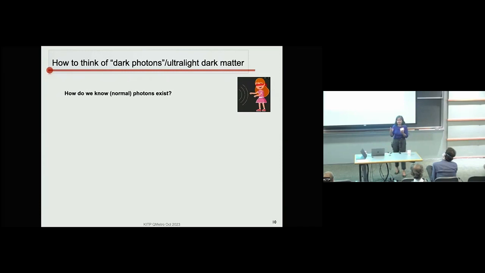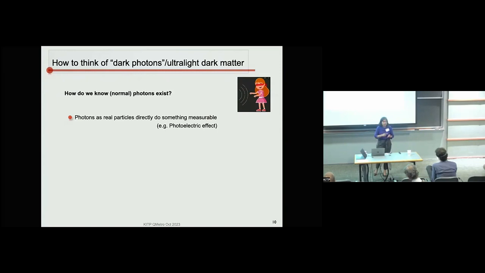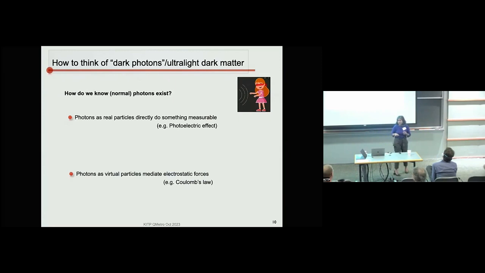There are two types of detectors that you can build for photons. One is the direct detection type, where photons act as real particles and they do something. So you have a photoelectric effect kind of detector, where a photon gives you a current and you measure the current and you just go, there was a photon because I saw this current. And then there are the fancier ones like Coulomb's law.